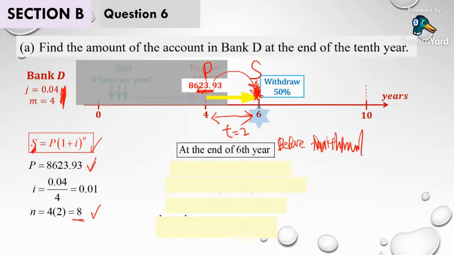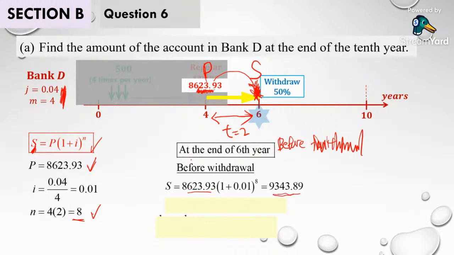So as a result, at the end of 6 years, before withdrawal, I will have 8623.93 times (1 + 0.01) to the power of 8. The result I get is 9,343.89. Again, I don't put RM on this answer because it's not the final answer. But if you want to put the RM there, go ahead, nothing wrong. I don't want to put it because this is not the final answer required by the question. The final answer required by the question is at the end of the 10 years. We haven't reached there yet.